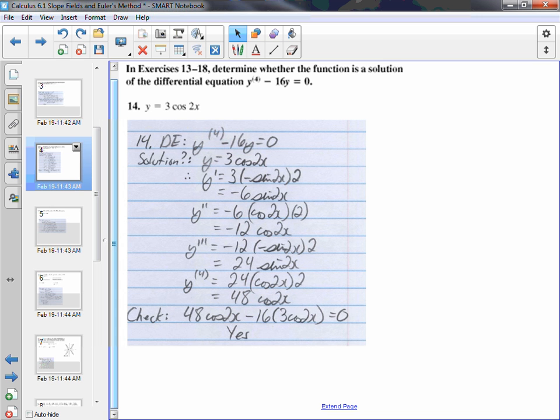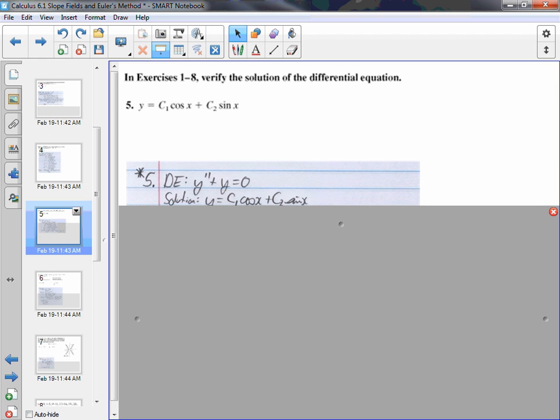Okay, so this is determining whether the function is a solution, not all that bad, is it? You got to be good at basic derivatives, and you got to be good at basic algebra. I guess Algebra 1 students wouldn't call this basic algebra, but you get the idea. Basic for us. All right, now, number 5, different directions again.